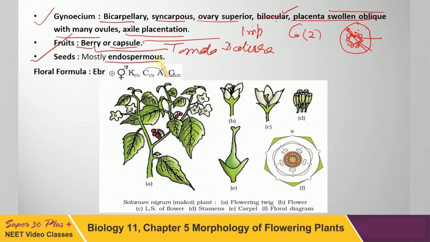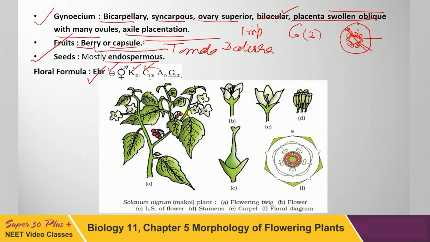You know the meaning of endospermic. If you write the floral formula: ebracteate, actinomorphic, bisexual, K5 gamosepalous, C5 gamopetalous, A5 androecium with stamens 5, epipetalous, G2 gynoecium, syncarpous and superior ovary.